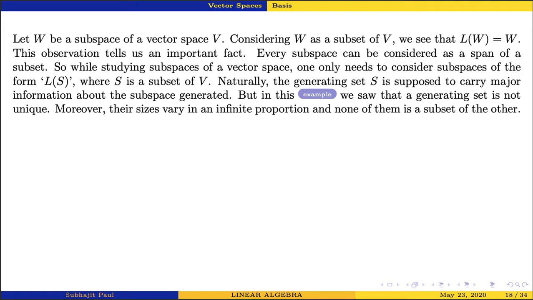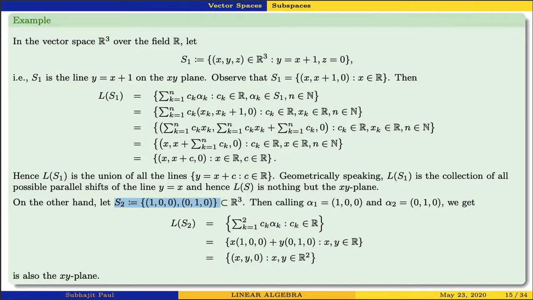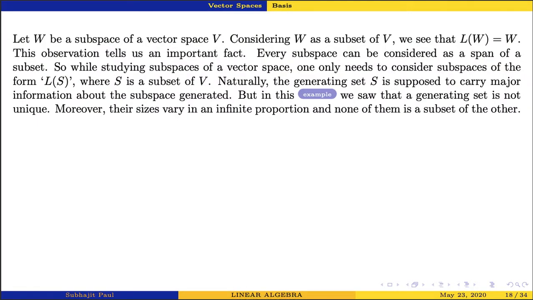the same xy plane. Moreover, their sizes vary in an infinite proportion, and none of them is a subset of the other. Over here, the size of S1 is infinite. It is a straight line, all the points on the straight line y equal to x plus 1 on the plane z equal to 0, the xy plane. So the cardinality of S1 is the same as the cardinality of R. And over here, S2 is a finite set having only two elements, right? So size-wise, they vary to an infinite proportion, and none of them is a subset of the other.